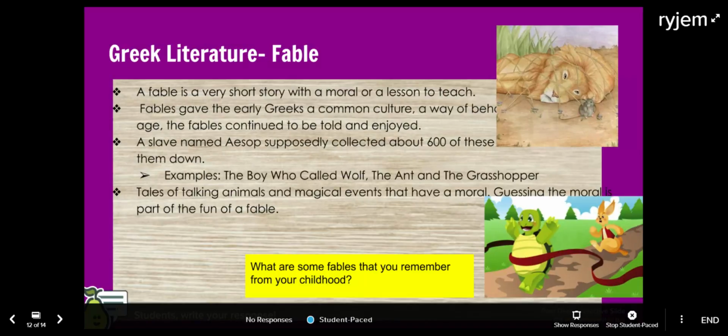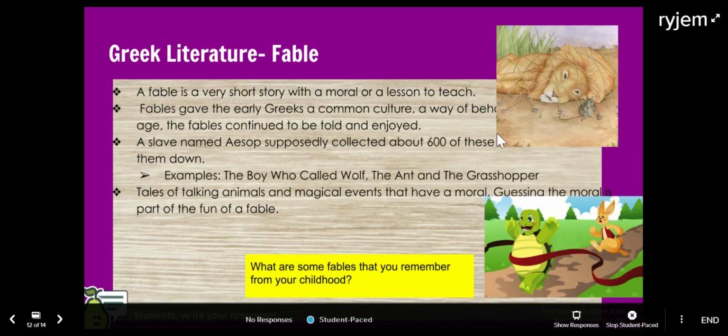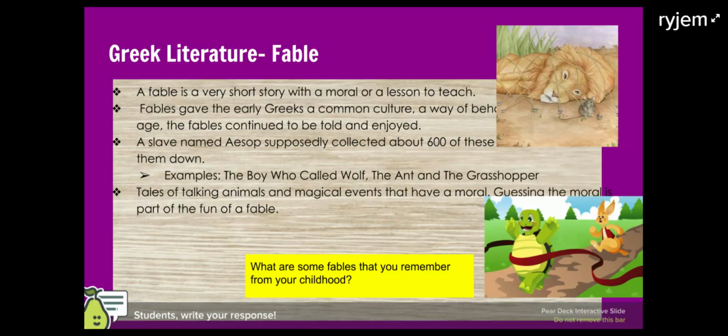Another part of Greek literature was fables. That's kind of behind the picture, so I apologize about that. But a fable is a very short story with a moral or lesson to teach. So fables gave early Greeks a common culture and a way to behave. And the fables continued to be told, and they were enjoyed, and they were lessons for children and older people to just know how they should act.